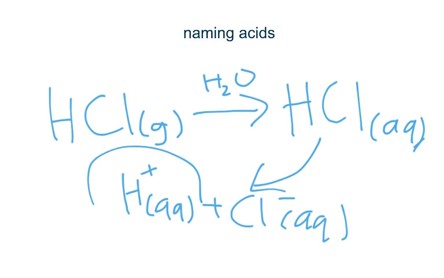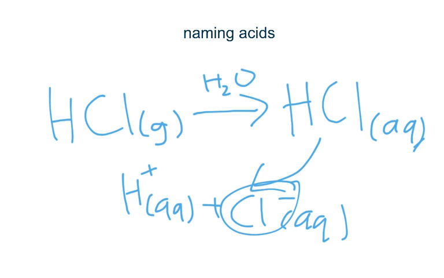So H+ is always found in a +1 form. And the Cl is always found in a -1 form, because in the last video we learned about how certain elements on the periodic table have certain charges, and this is one of the examples that uses that trend that we learned in the last video.